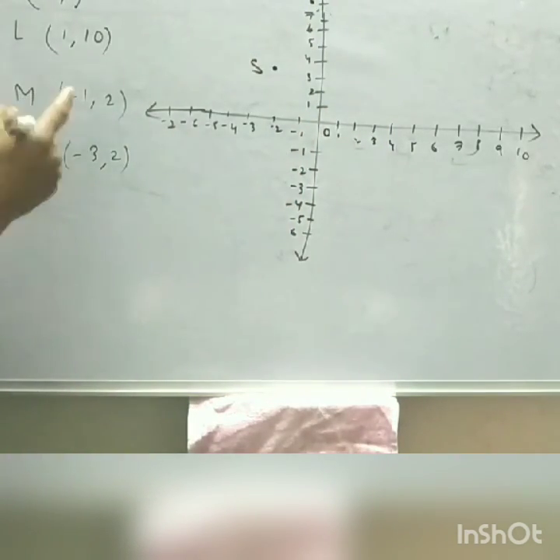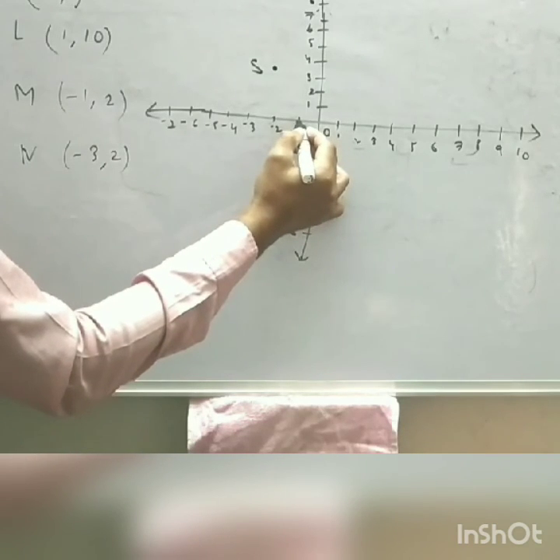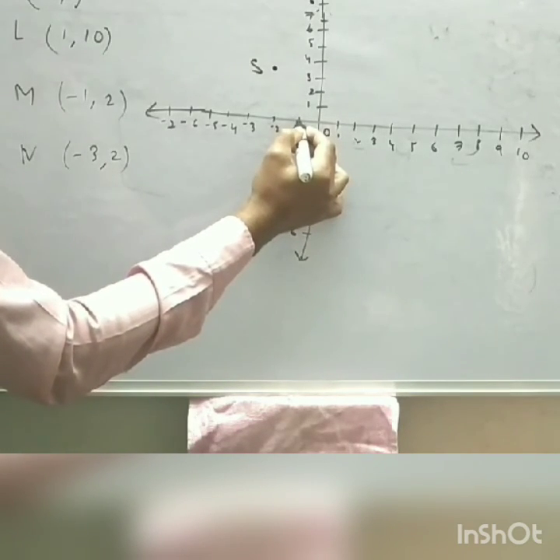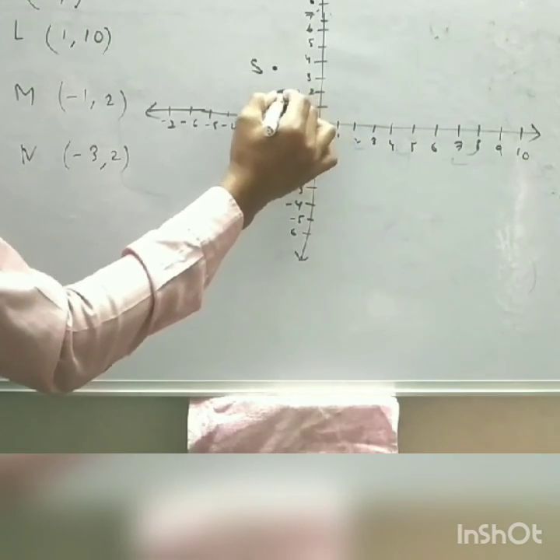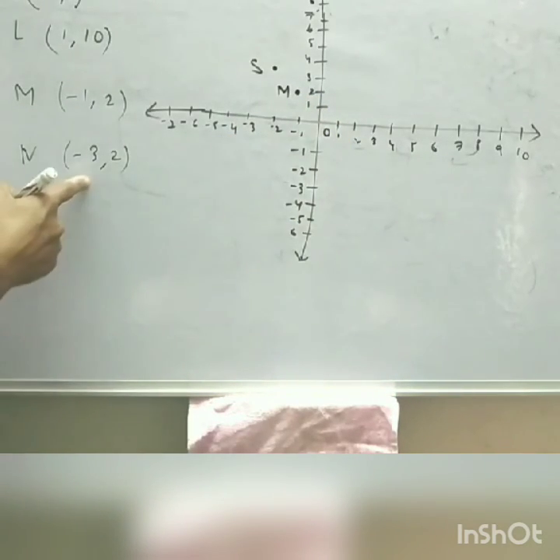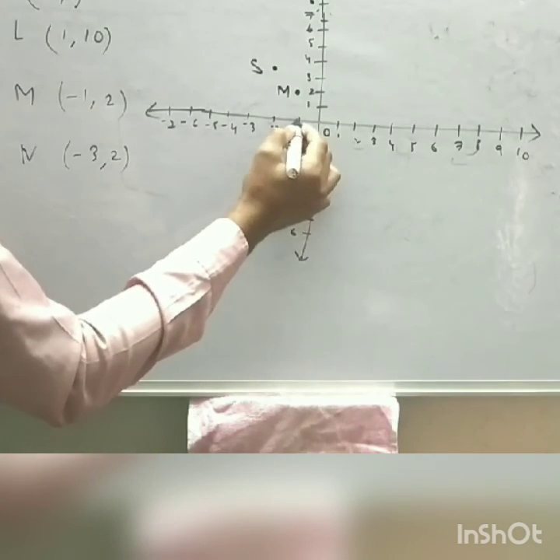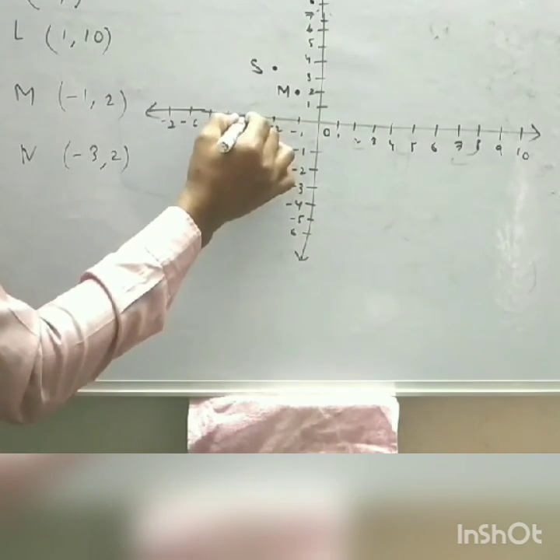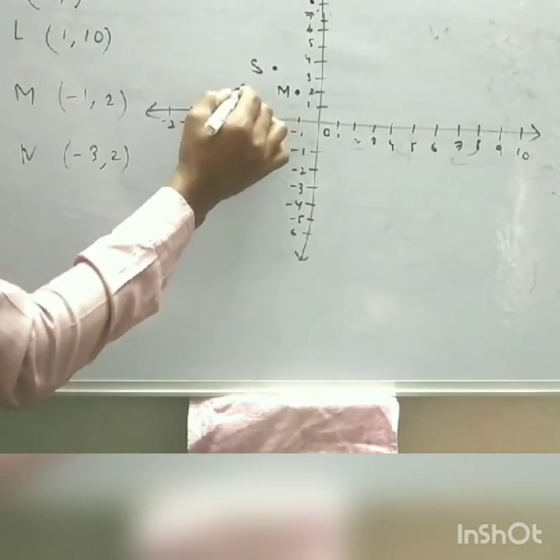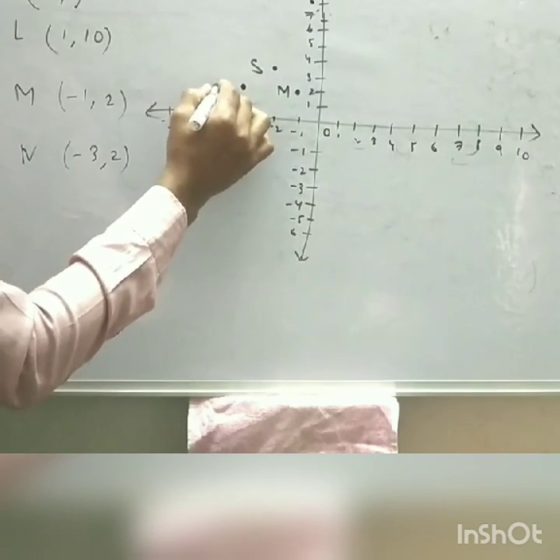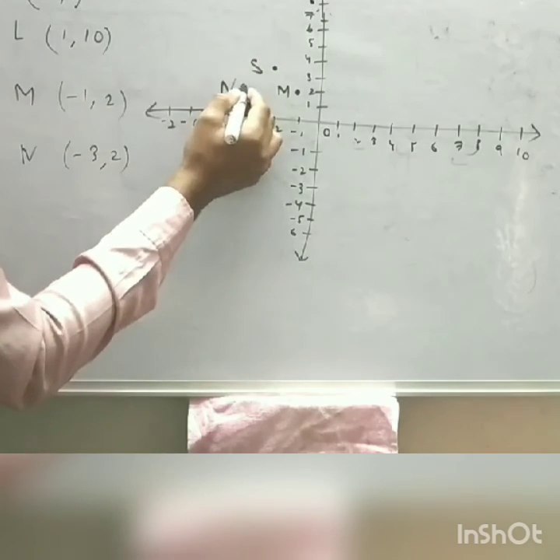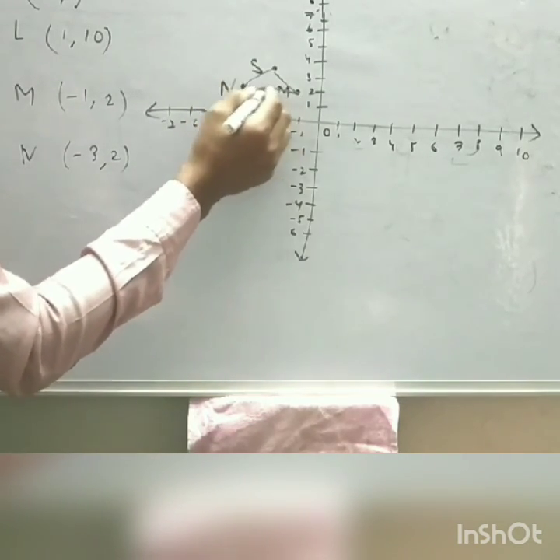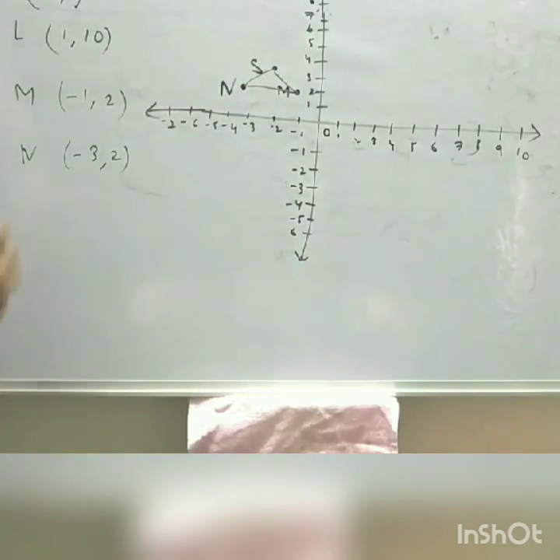Then (-1, 2). Look, (-1, 2) falls here. It is M. Then (-3, 2): minus 3, then 2. It falls here. It is N. So whether these points are on the same straight line: look, they are not falling on the same straight line. That means these points are not collinear.